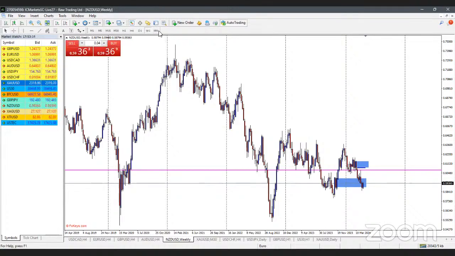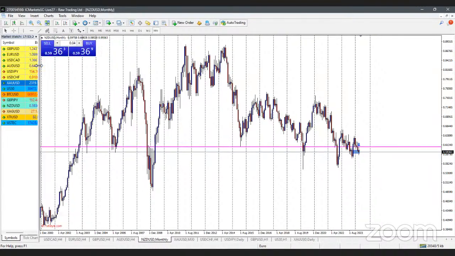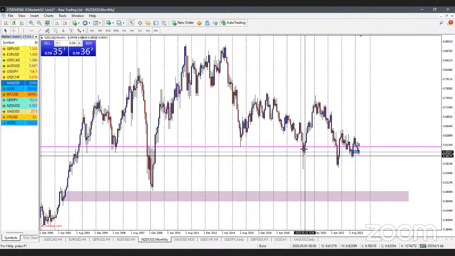NZD/USD is showing bigger signs of weakness than other pairs. If I go to the monthly, I may explain what I was talking about before. So I'm just going to make this a little bit smaller. Take a look at this order block, guys. During lockdown, we had a major short that happened. AUD/USD used it, or the market makers used it, to fill a very long-standing inefficiency that it had.